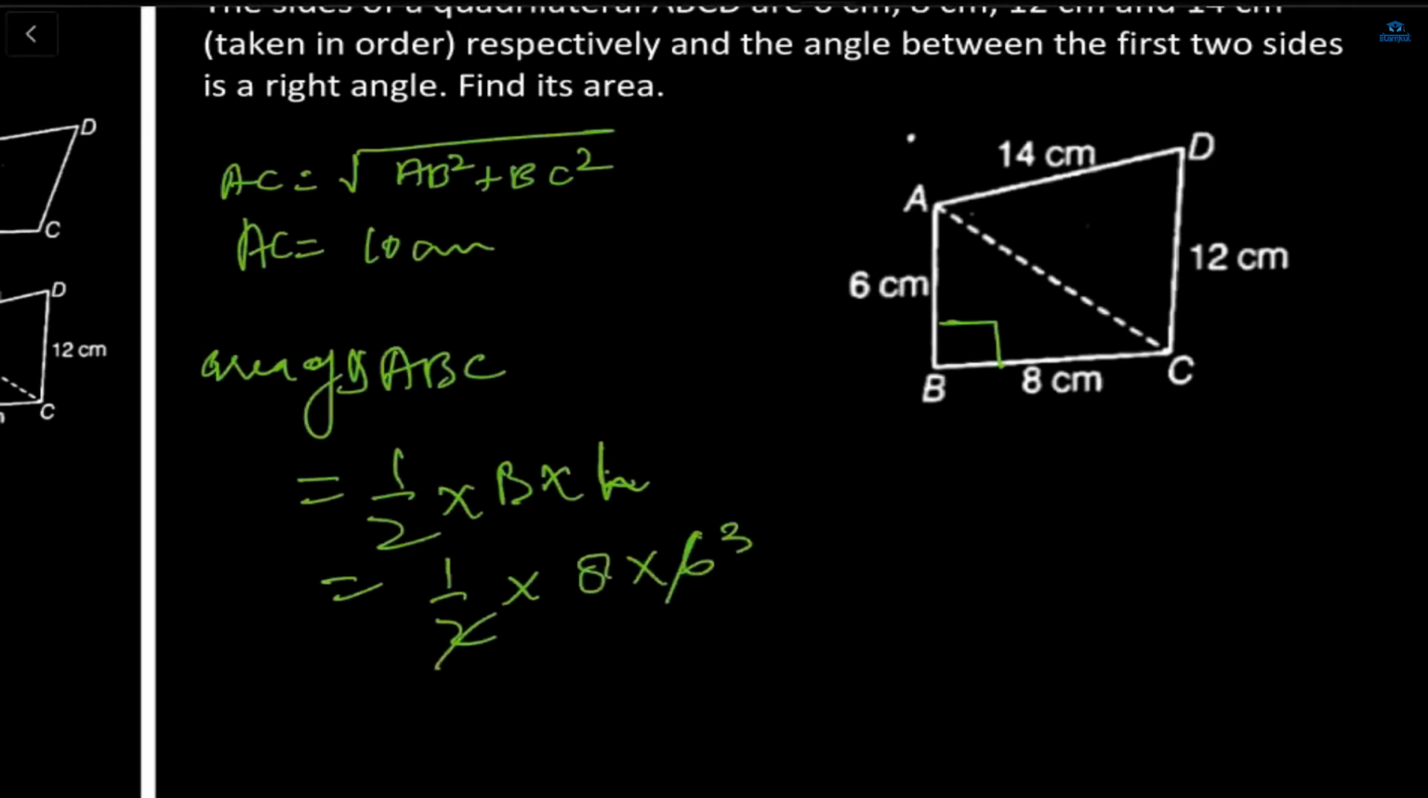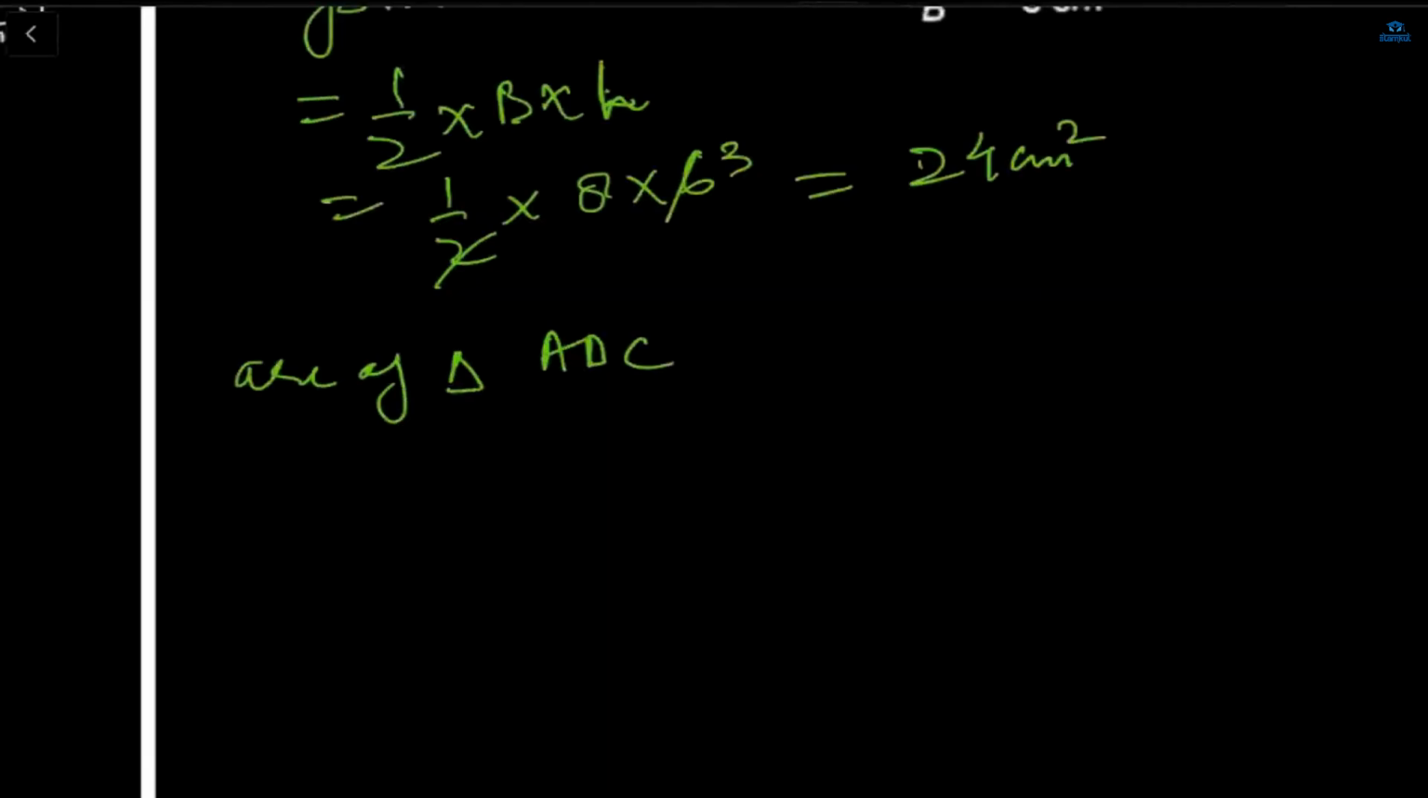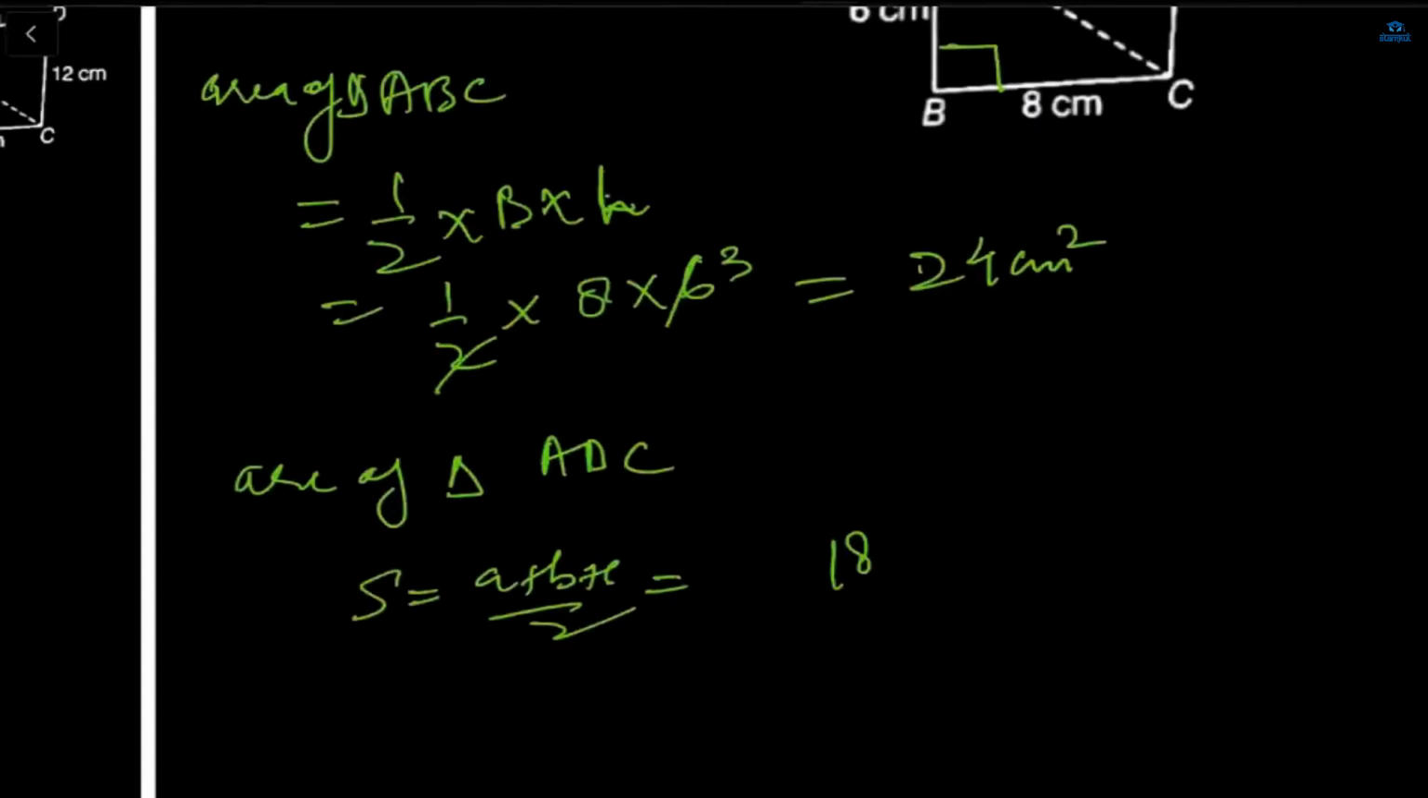Okay, 24 centimeter square. Now you can find out the area of triangle ADC. Here you have to find the area from semi-perimeter, Heron's formula. So S will be equal to A plus B plus C upon 2. Ma'am, I'm getting 18. Yes, very good, Arhan. It is 18 centimeter.